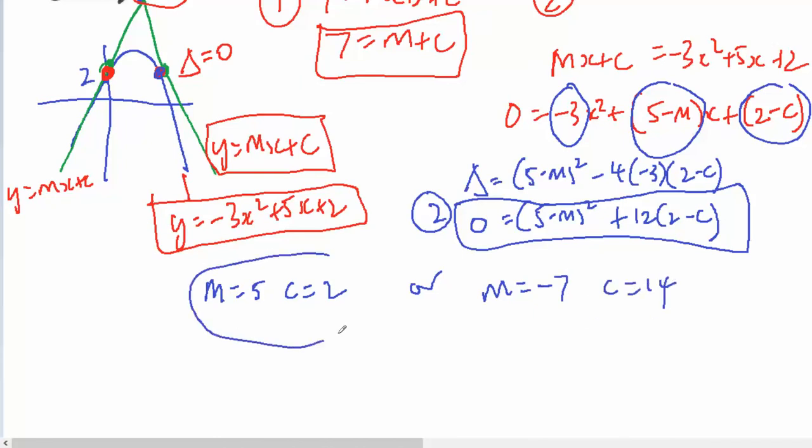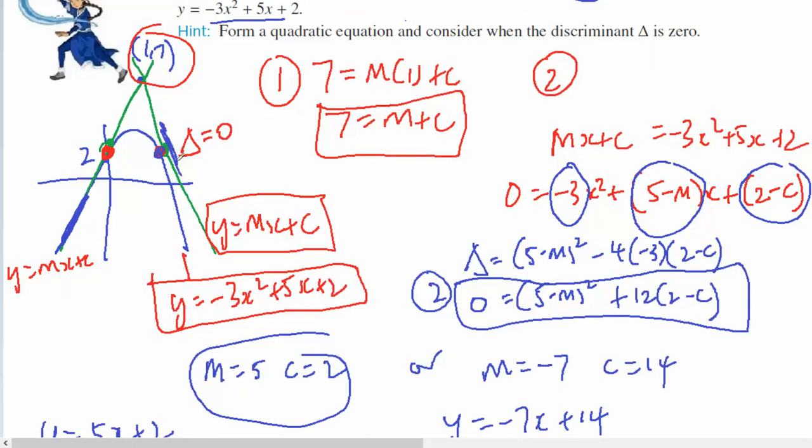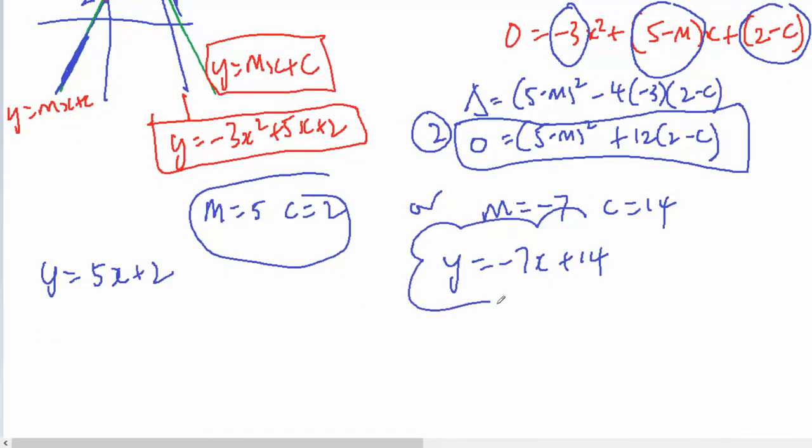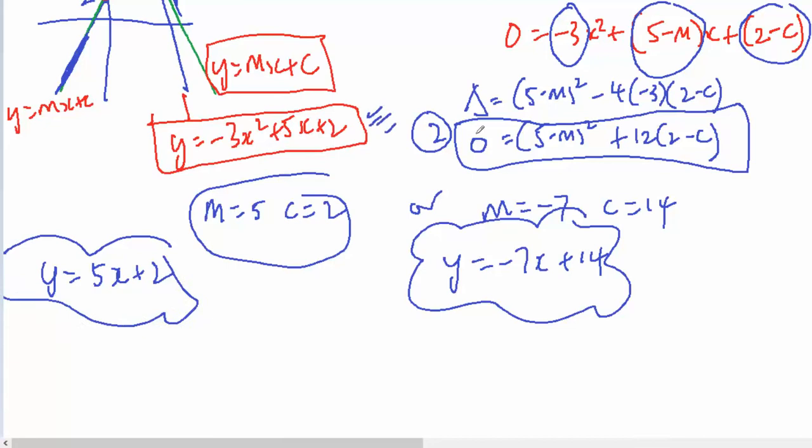So one of the equations is y equals 5x plus 2, and that would be this one here. And the second equation is y equals minus 7x plus 14, and that's going to be this one here, which goes through with a y-intercept which is much, much higher. So they're the two equations which go through the point (1, 7) and touch the parabola once.